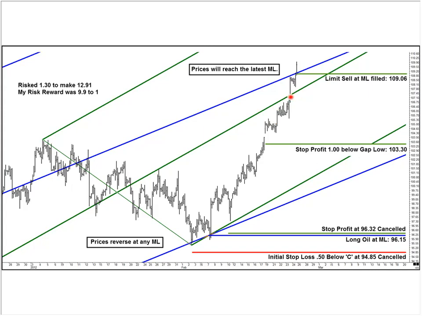But even if I took my profits here, it's not bad. It's still 107.5. But I start thinking about the blue, so I run my cursor along, I put my profit target at the blue median line. And as I go straight up from where price is at, I put my limit sell order in at 109.06, and I get filled. And you can see price goes higher. Doesn't bother me at all.